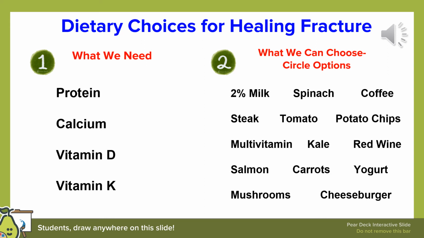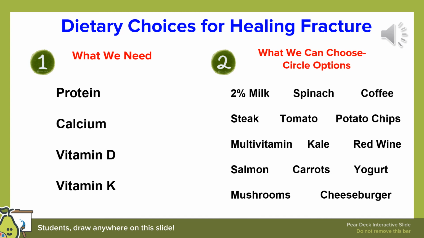When we talk about nutrition to help non-surgical management of healing a fracture, we have to think about dietary choices for the patient. What we need to help heal a fracture includes protein, calcium, vitamin D, and vitamin K. What can we choose to help heal a fracture, considering what we need? This includes 2% milk, spinach, steak, multivitamins, kale, yogurt, and a cheeseburger. These have the elements we need to help heal a fracture.